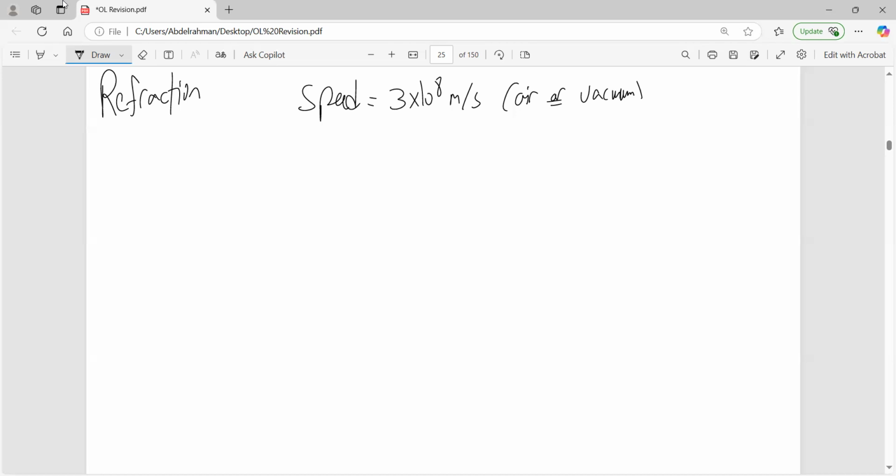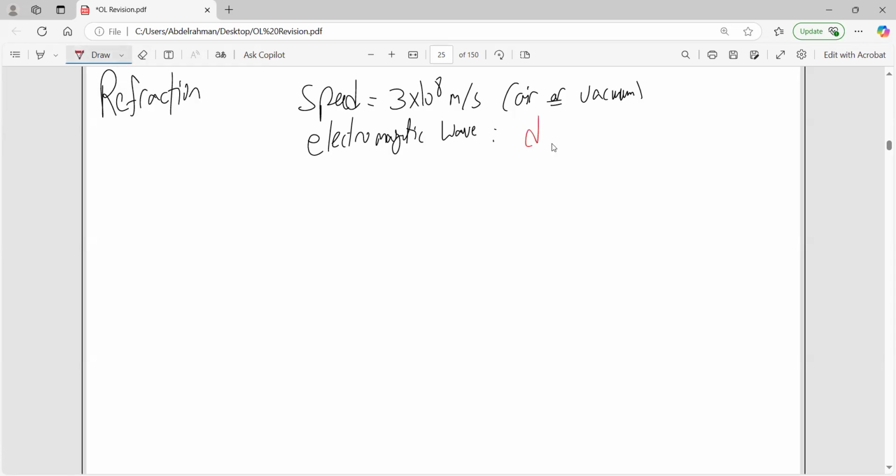In light, you need to be aware of the difference between a light wave and a mechanical wave. A light wave is an electromagnetic wave. What is an electromagnetic wave? Let me write it down. It's a wave that can move through vacuum. It can travel through vacuum, so it does not require any medium. It doesn't require any molecules.